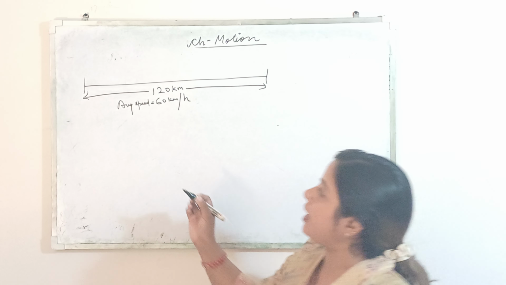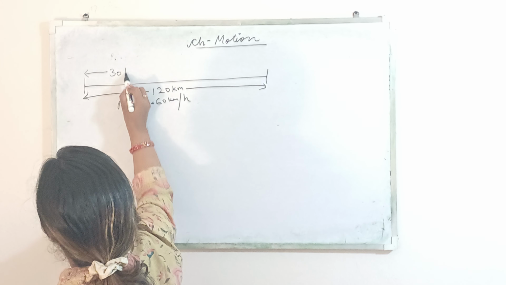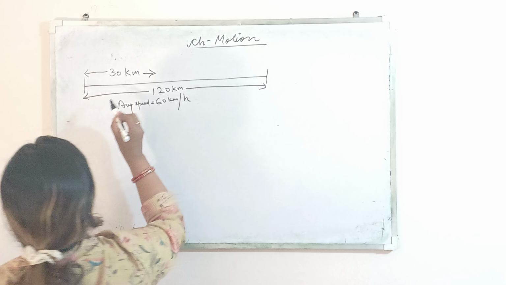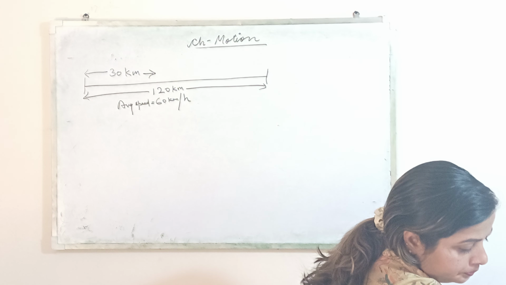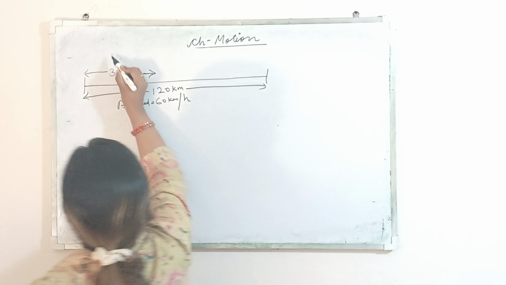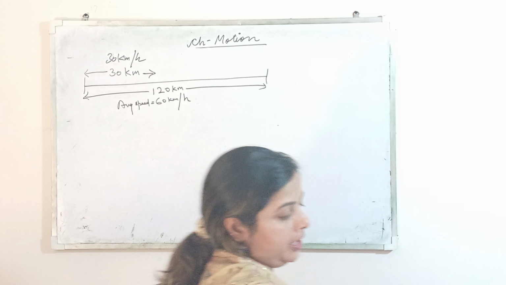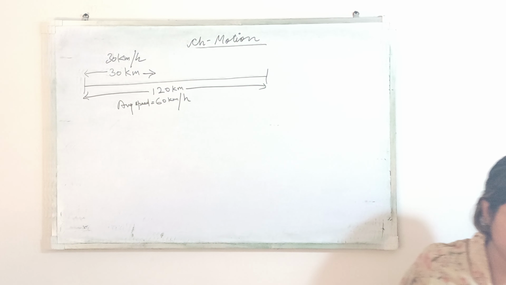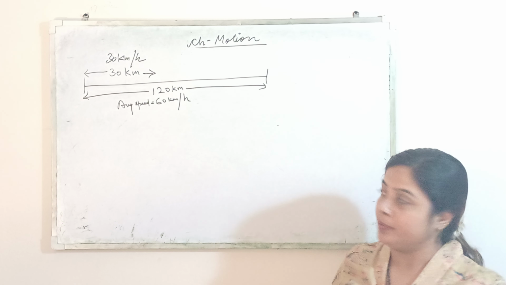speed of 30 kilometer per hour. First 30 kilometer distance is traveled by a train with the speed of how much? 30 kilometer per hour. And the next 90 kilometer, how fast must the train travel the next 90 kilometer so as to average 60 kilometer per hour for the entire trip?